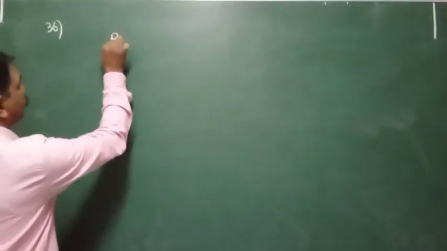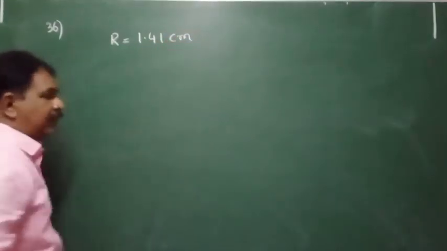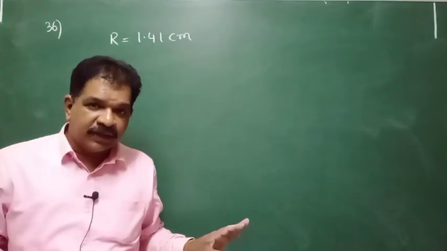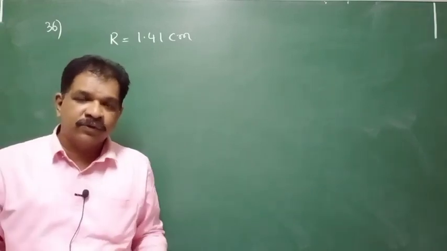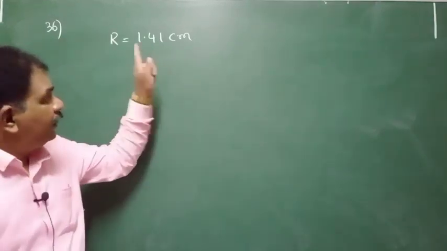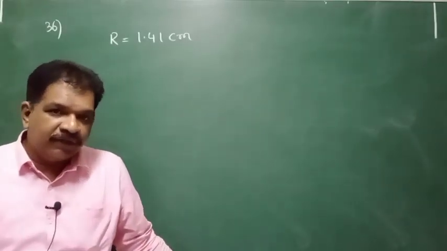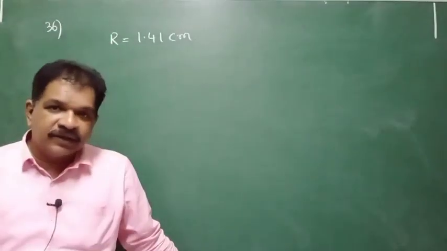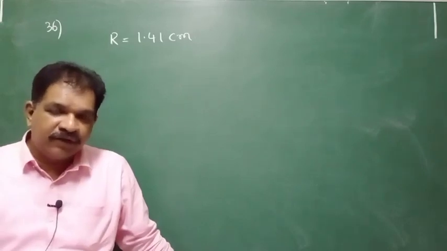1.41 centimeter. This is the radius of the sphere. They are asking for the volume of the sphere in terms of significant figures. So here the final answer will also have 3 significant figures. 1.41 has how many significant figures? 3. The final answer will also have the same number of significant figures.